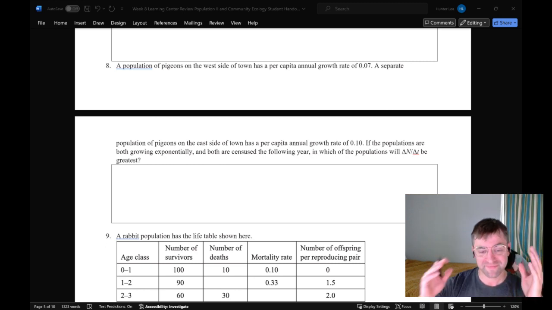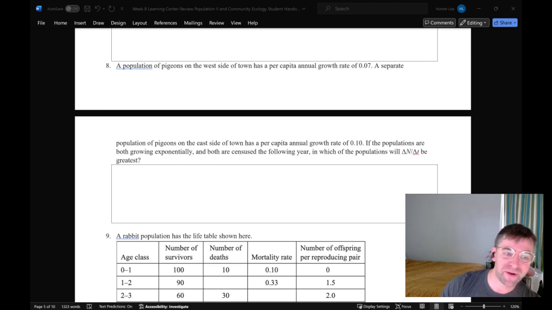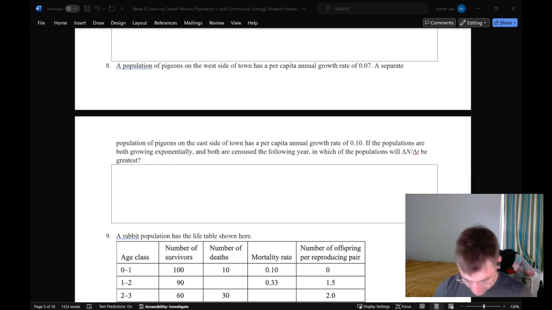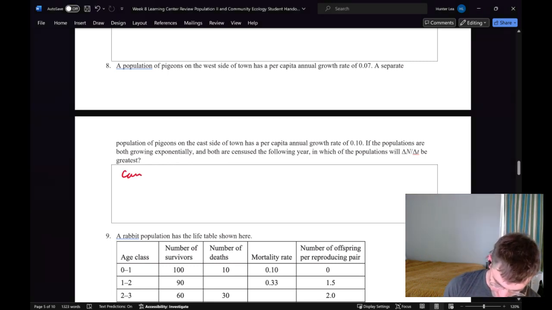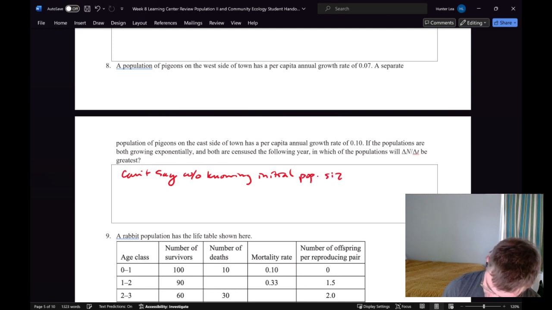And again, we can't answer this because we don't know how large the populations were initially. If the two population sizes are equal, or if the population on the east side is larger than the population on the west side, then the delta N over delta t will be greater on the east side, right? So we can't say without knowing the initial population size. And then we can break that down a little bit further.